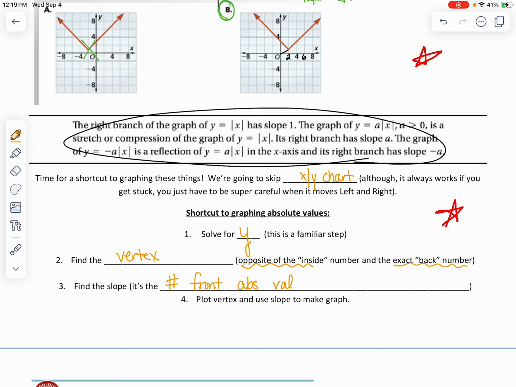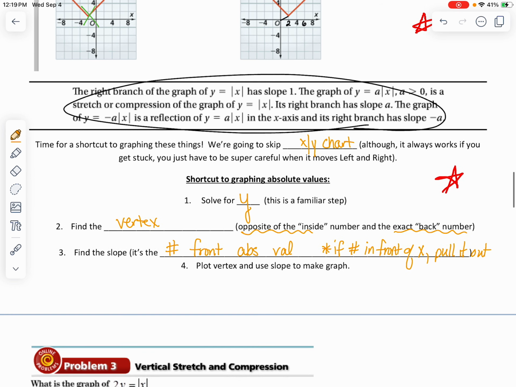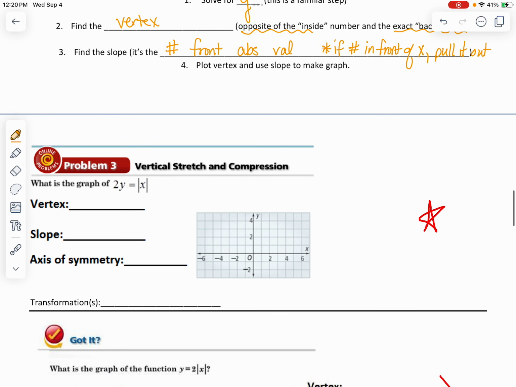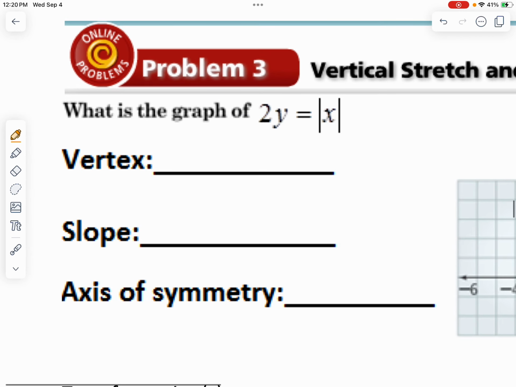But you do need to be careful because if there is a number in front of x, you have to pull it out. So I'm going to put asterisk, if number in front of x, you have to pull it out. That's not going to happen very often, but I do want to make sure I at least reference that for when, if you see that somewhere in the homework, you can ask a little more about it. You'll plot the vertex and you'll make your slope, use your slope to graph the rest. So again, you can absolutely use an XY chart, but I'm really excited just to teach you a little shortcut here, okay? So what is the graph of 2y equals the absolute value of x?